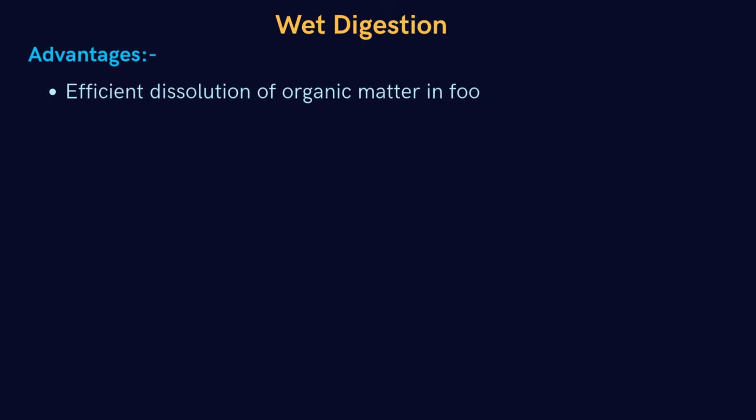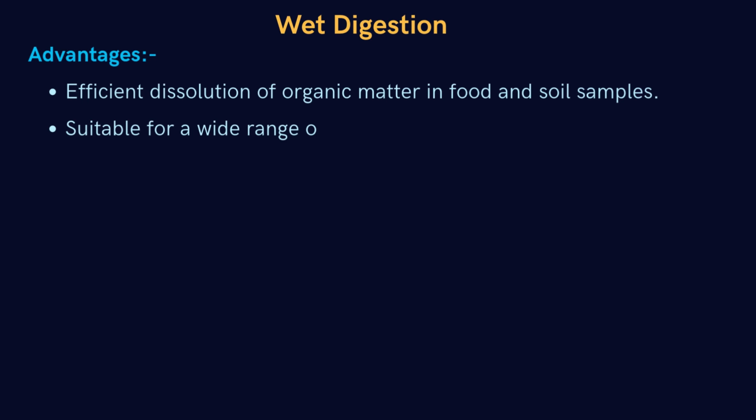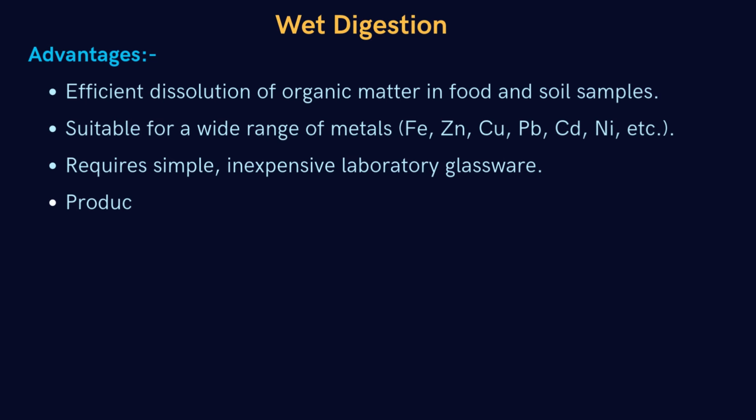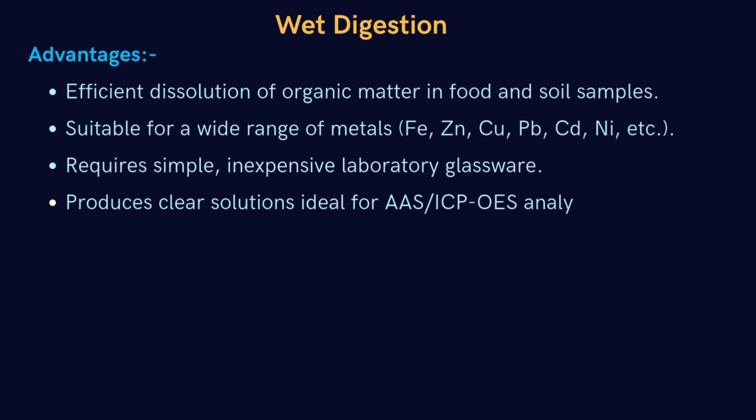Here, we will know the advantages of the wet digestion method, which are given below. Efficient dissolution of organic matter in food and soil samples. Suitable for a wide range of metals: iron, zinc, copper, lead, cadmium, nickel, etc. Requires simple, inexpensive laboratory glassware. Produces clear solutions ideal for AAS and ICP-OES analysis.